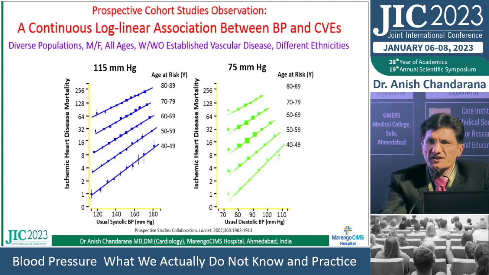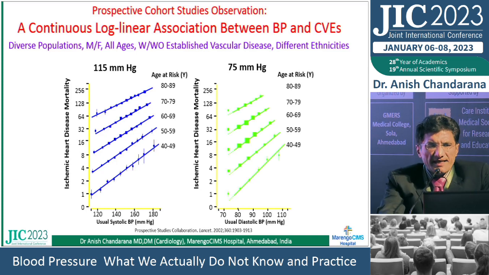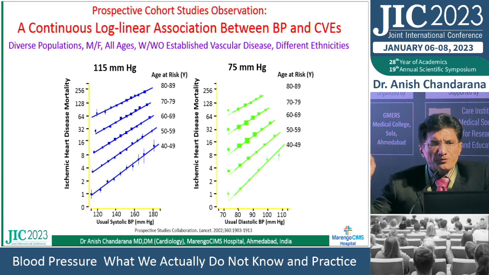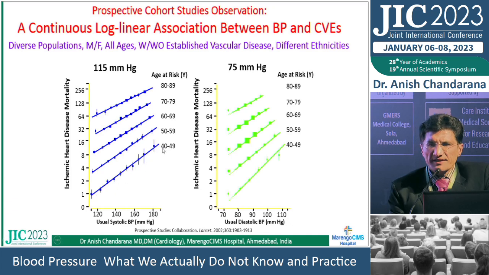Based on observations of the world over a period of hundreds of years, a lot of data has been collected in terms of prospective cohort studies, and these studies have shown a very important point. There is a continuous log linear association between blood pressure and cardiovascular events. What do I mean to say by that? When the blood pressure increases, the risk of heart attack, stroke and death increases.